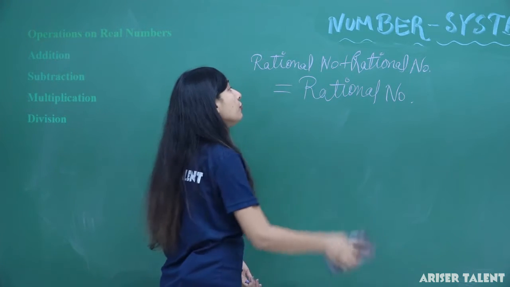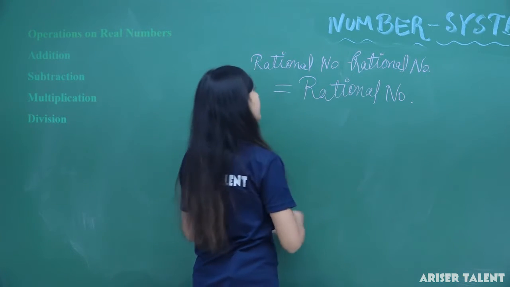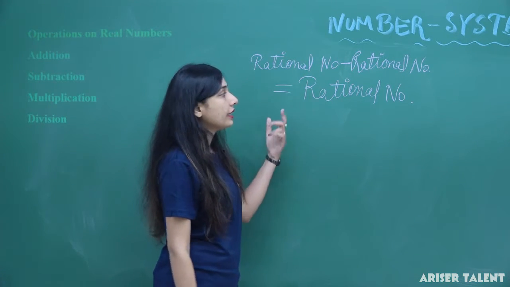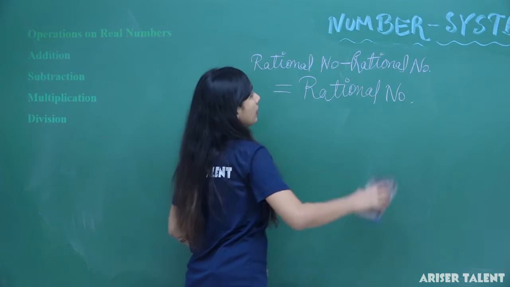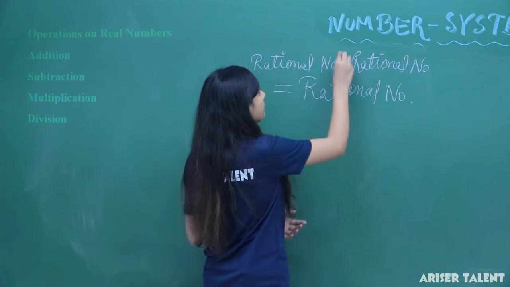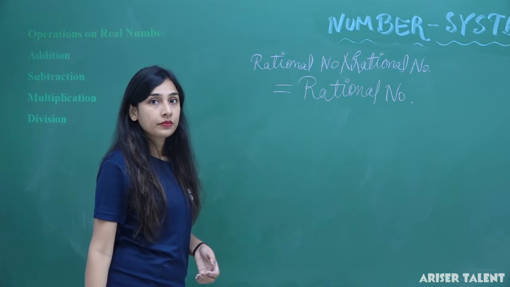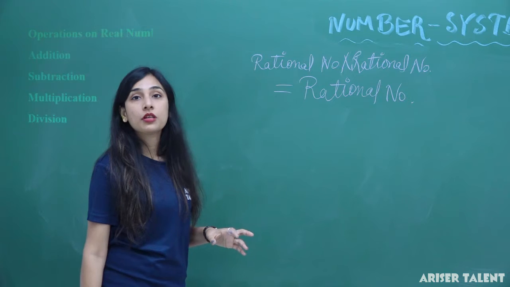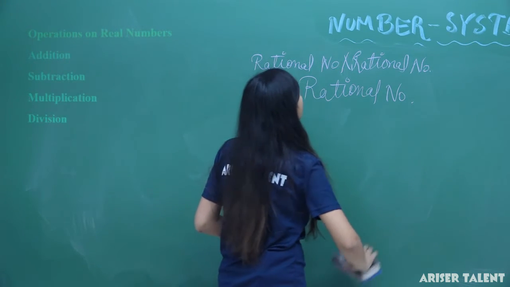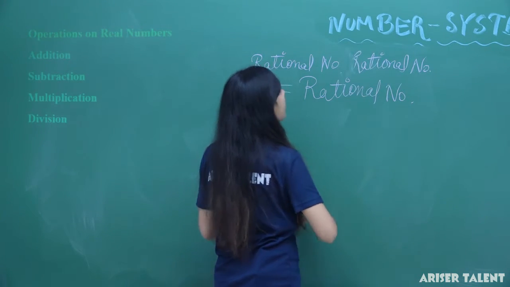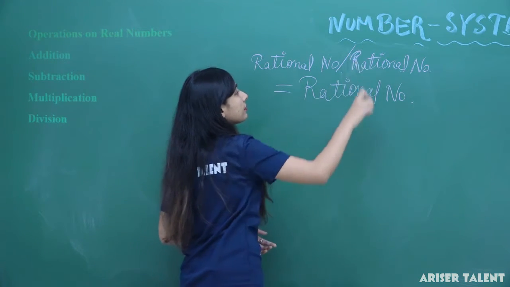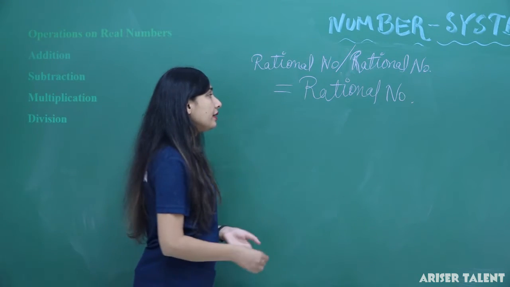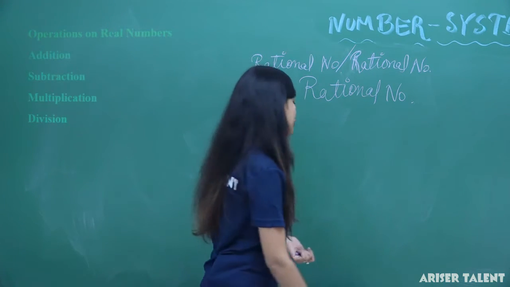Now, if you are subtracting it, again rational number minus rational number, again a rational number. Okay, then you are multiplying it, a rational number to a rational number, it is always going to be a rational number. If you are dividing a rational number by a rational number, will it be a rational number always? Maybe it may be rational or irrational too.